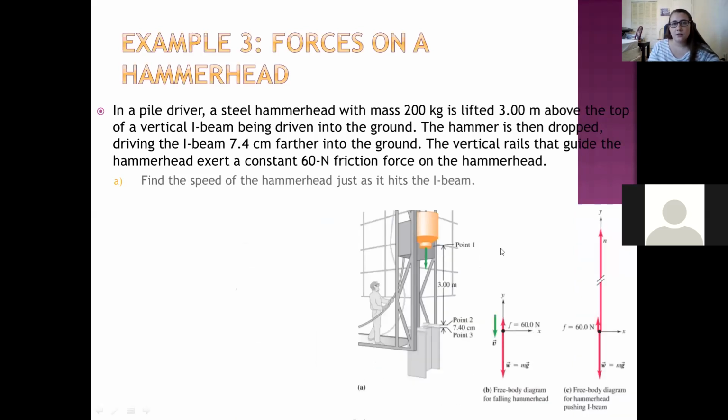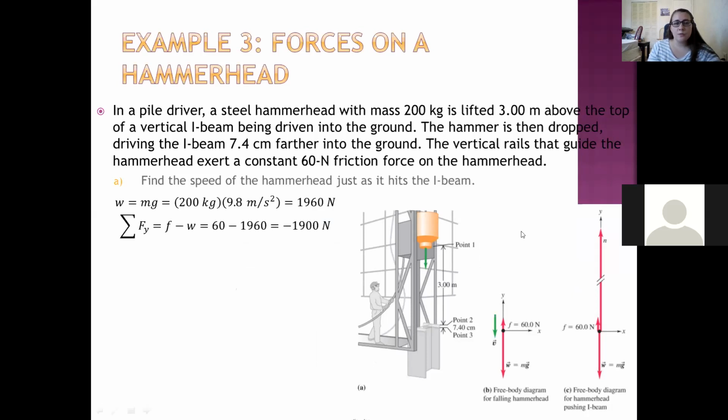Okay, so let's do it. The weight of something is mass times g, so that's 200 kilograms times 9.8 meters per second squared. That's a force of 1,960 newtons downward.